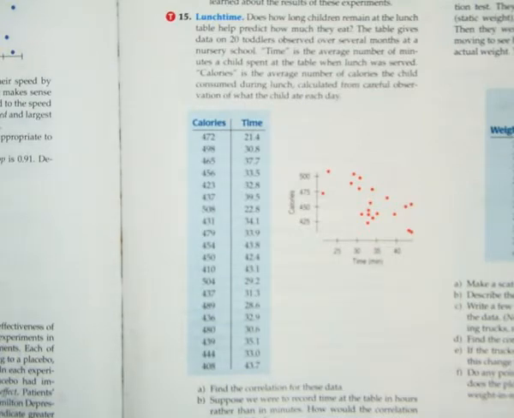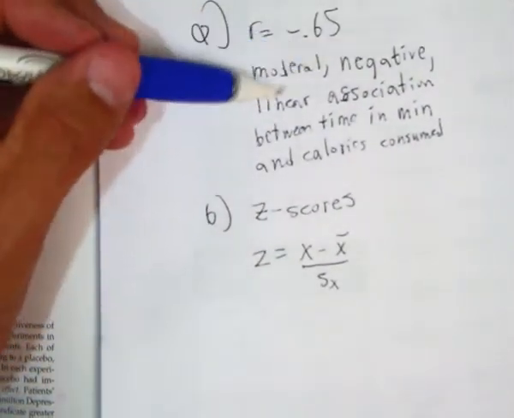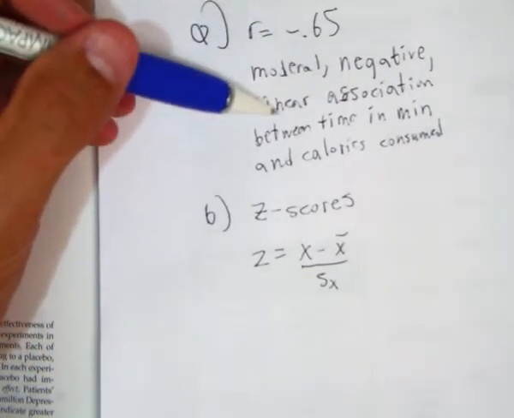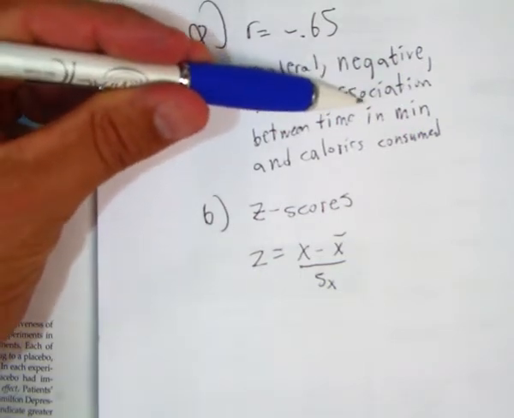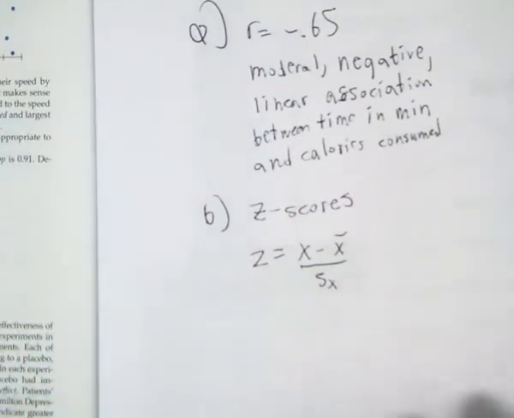C says write a sentence or two explaining what this correlation means for this data. I think we already did that. We have a moderate negative linear association between time in minutes and calories consumed, or we could say between time in hours and calories consumed. That's what the correlation means.